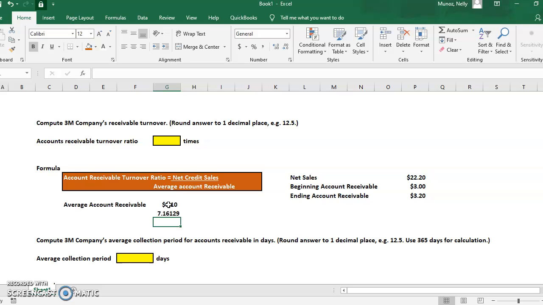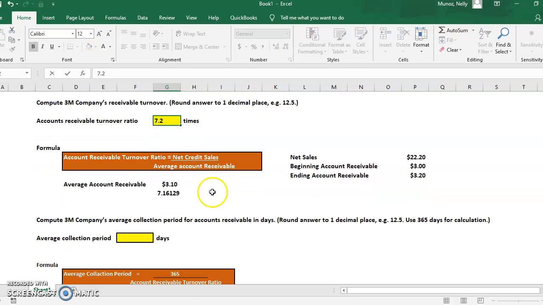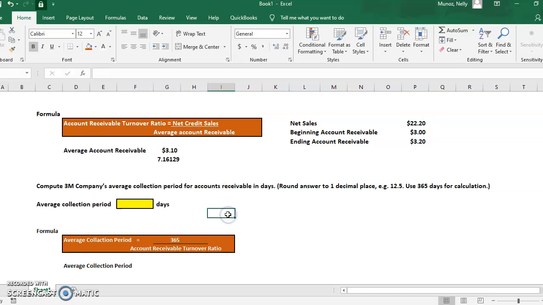So we do it, and I love Excel because we can do it very easily. And we have the answer. It says that we must round our answer to 1 decimal. So the answer here is going to be 7.2.